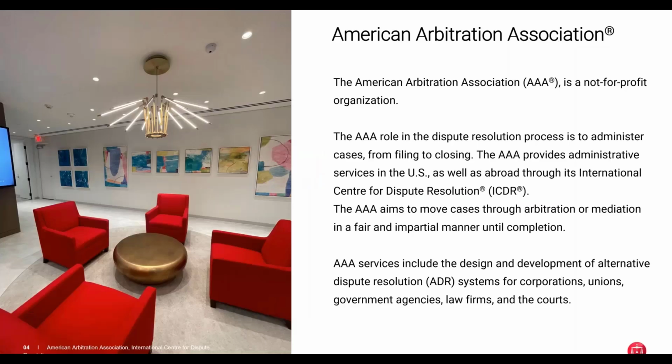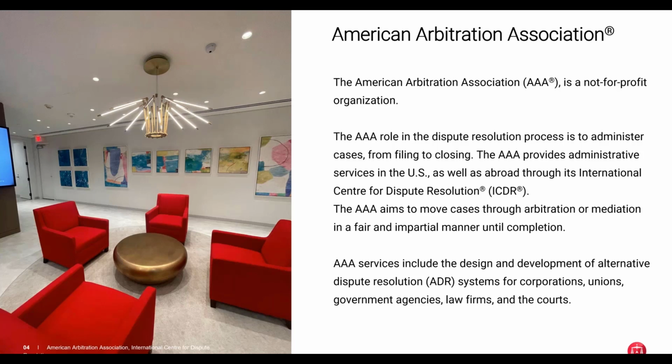Thanks, Mike. And can you now tell us about the American Arbitration Association, which we're going to refer to often as just AAA? What's their role in the ADR process? So the AAA and our international division, International Center for Dispute Resolution, have been around for some time. The AAA was formed in 1926, which happens to be the same year that the Federal Arbitration Act was passed. And that act protects the integrity of arbitration agreements by deeming them valid, irrevocable, and enforceable.